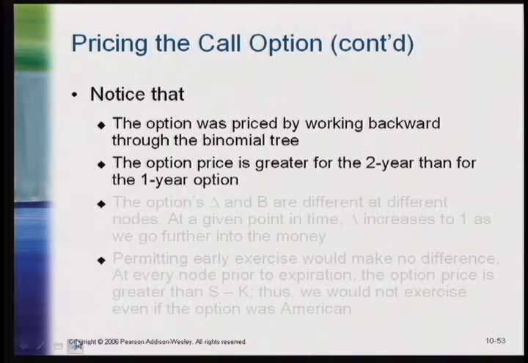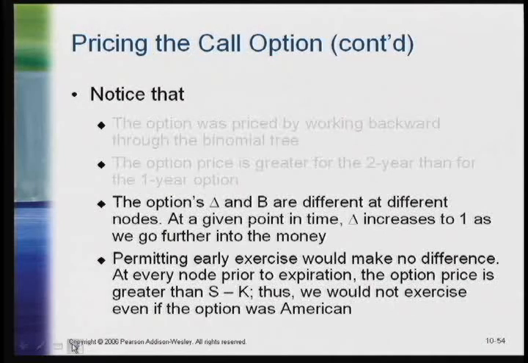In pricing this option over a 2-year period, let's make a couple of points. First of all, the option was priced by working backwards through the tree. This is sometimes called a backwards substitution. The option for 2 years was greater than the value of the option for the 1 year.